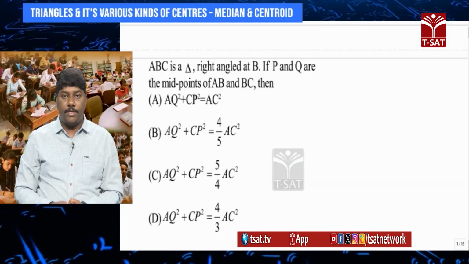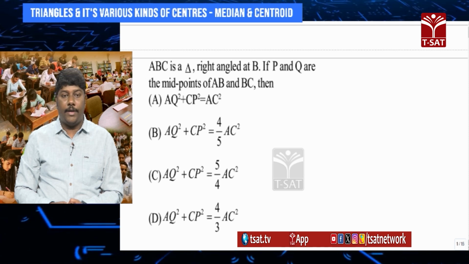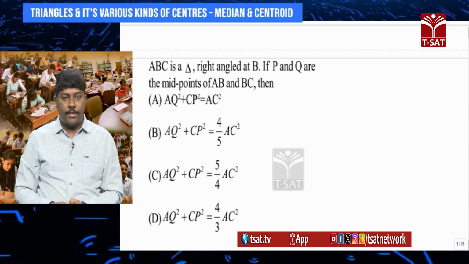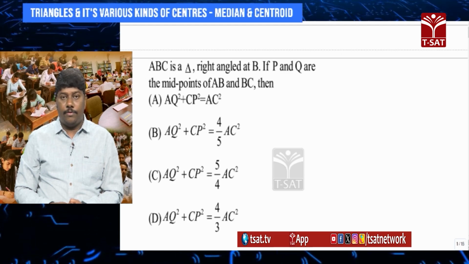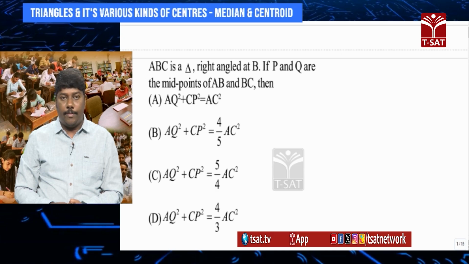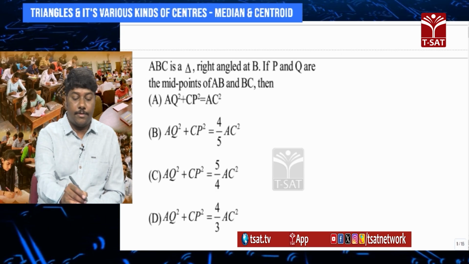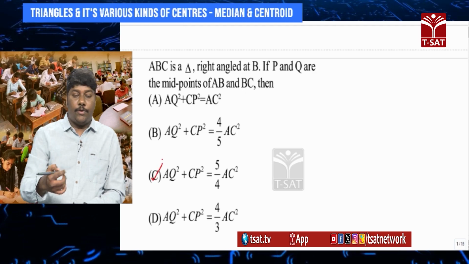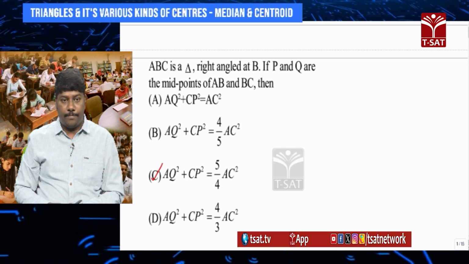ABC is a triangle, right angled at B. If P and Q are the midpoints of AB and BC, then first option is AQ square plus CP square is equal to AC square. Second option, AQ square plus CP square is equal to 4 by 5 of AC square. We have already seen this problem. So, we know median 1 square plus median 2 square is equal to 5 into hypotenuse square by 4, or else 5 by 4th of hypotenuse square. So, the answer for this is AQ square plus CP square is equal to 5 by 4th of AC square.